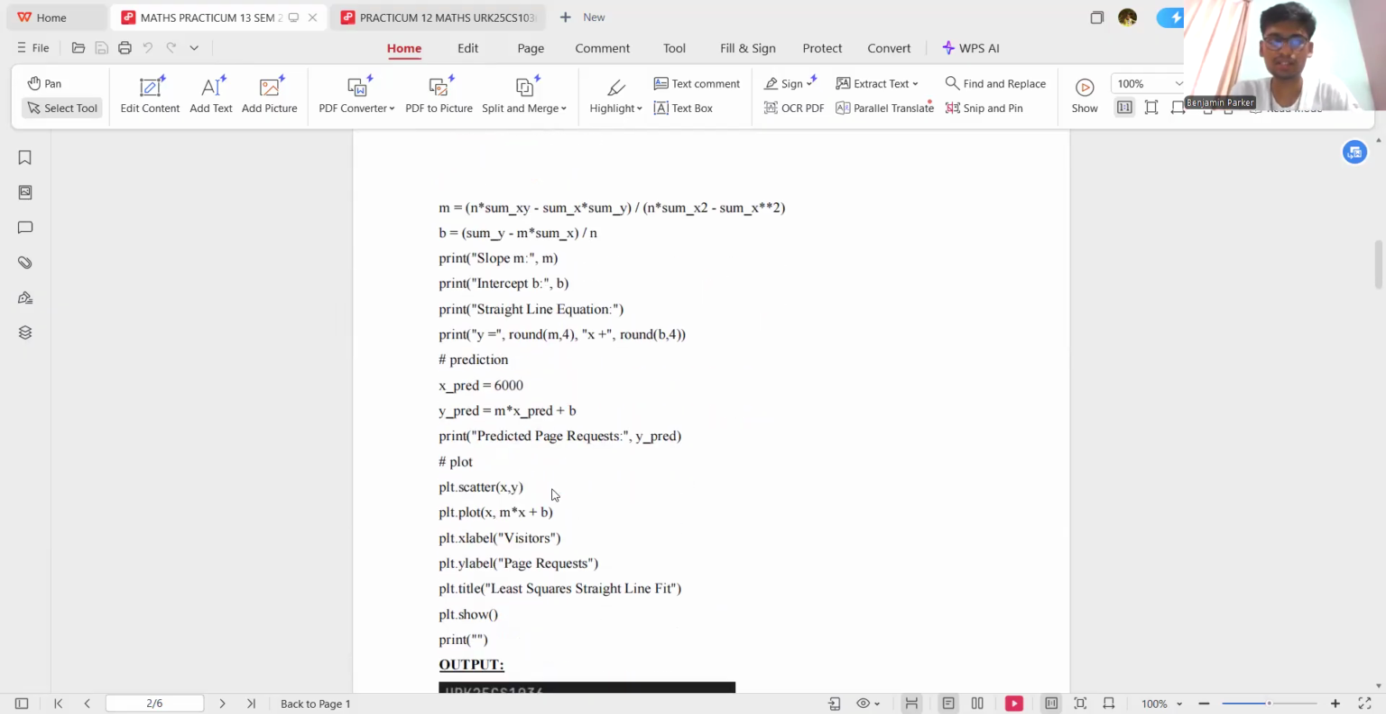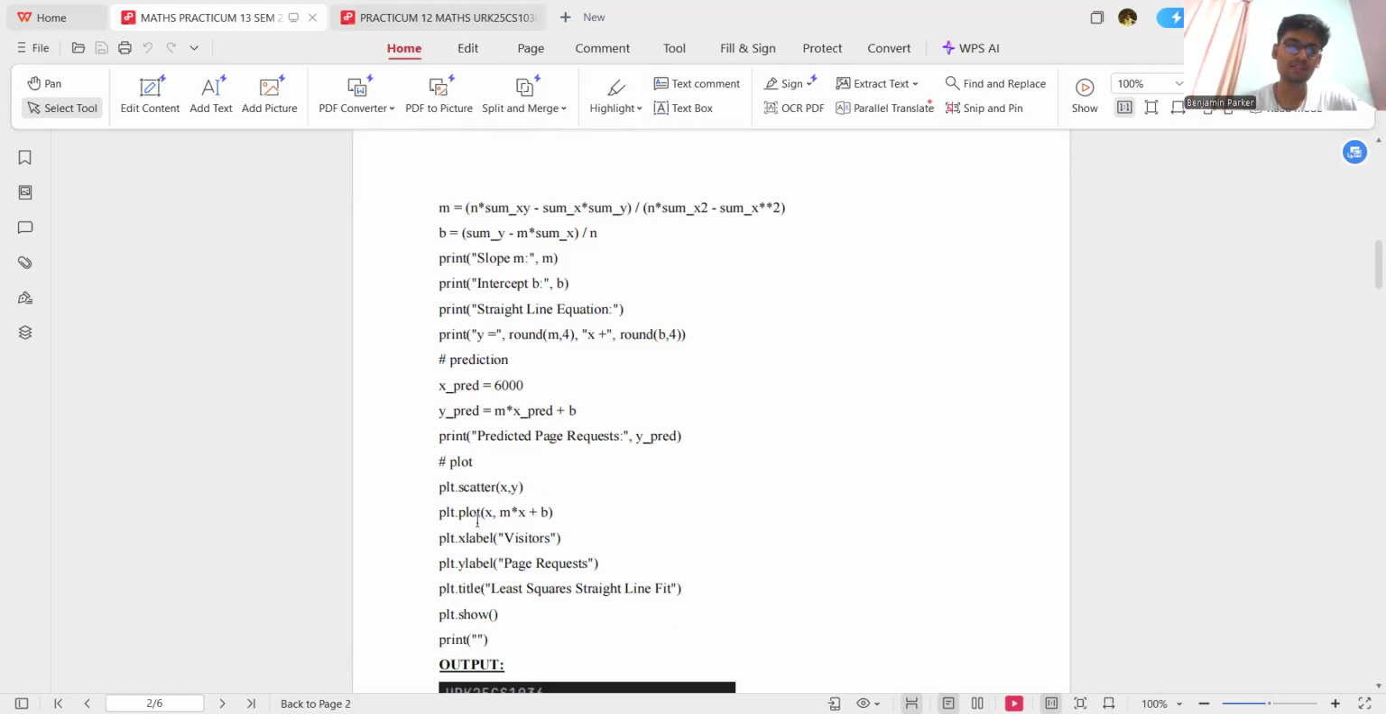And after that, we are printing the straight line equation. After that, we are printing out y is equal to round bracket m comma 4, bracket x, plus round b comma 4. And after that we are predicting for the x value 6,000, and y is equal to m times x prediction plus b. And after that we are predicting the page requests, and after that we are plotting the graph.